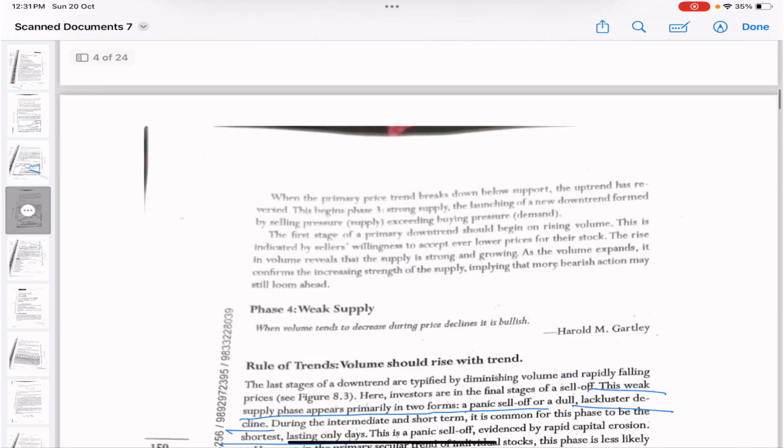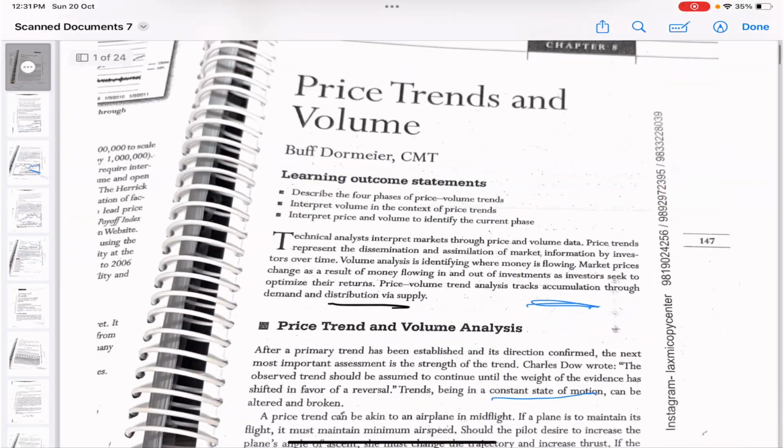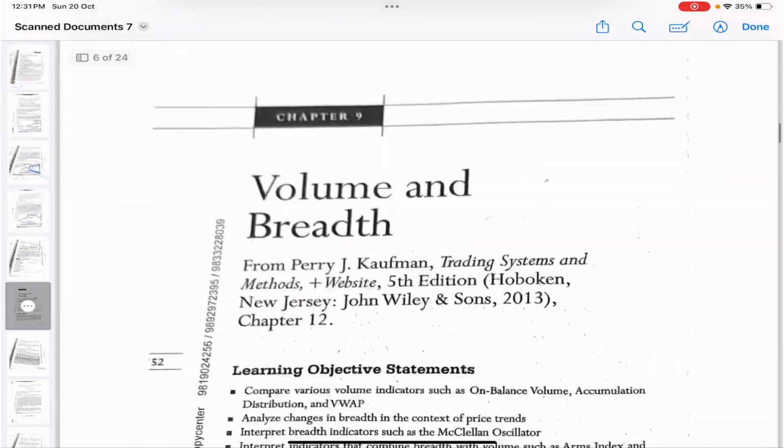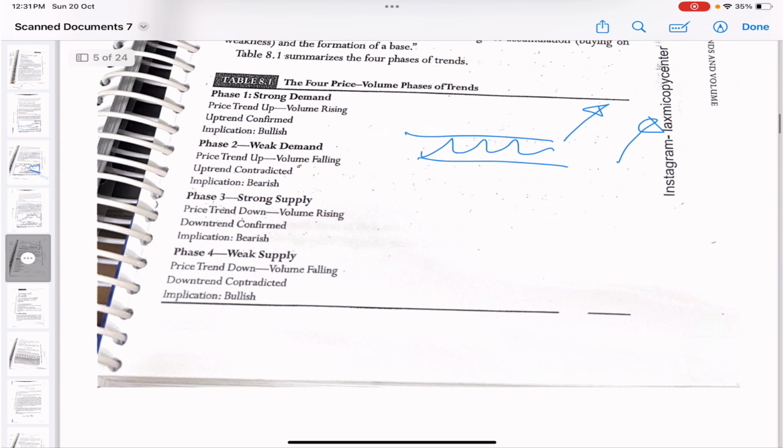Simple chapter, guys. There's literally nothing else to discuss. We're done with this chapter. Make sure that you create some notes and keep this table handy with you.